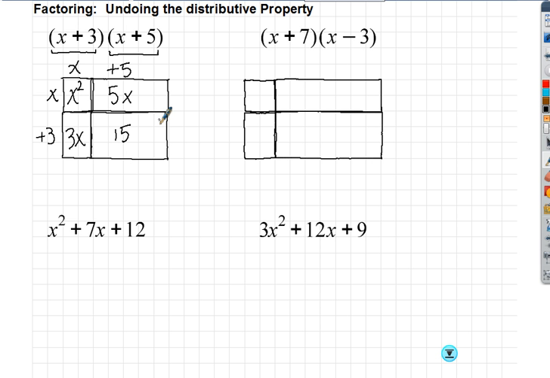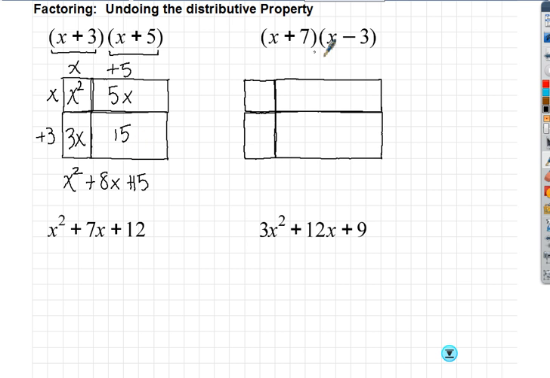Now if I wanted the area of this bigger rectangle, all I have to do is add up all these parts. So this piece is x squared. These two pieces together, this one and this one, would be 8x. So it's plus 8x. And this piece is 15. So this expression, we call this a trinomial because it has 3 terms. This trinomial represents the area of the whole rectangle.